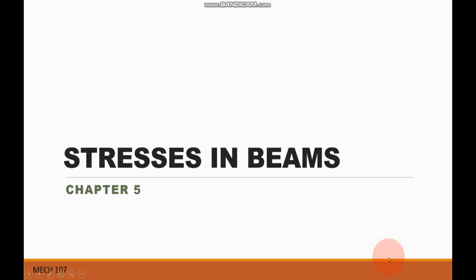So we are now on the 5th chapter of Mechanics 107, and this is all about stresses in beams. From the previous chapter, we have engaged on the stresses in bars that is caused by axial loading and torsion. So sa chapter naman na to, we will be considering the third fundamental loading, which is the bending. It is very important to understand the stresses because any design or analysis of a beam involves calculations.